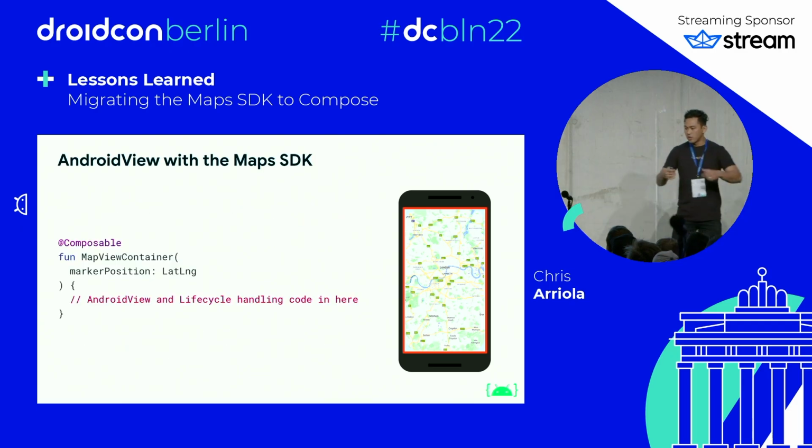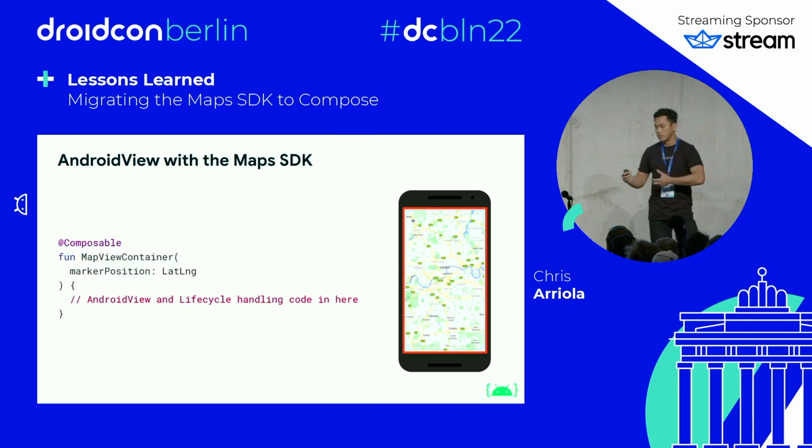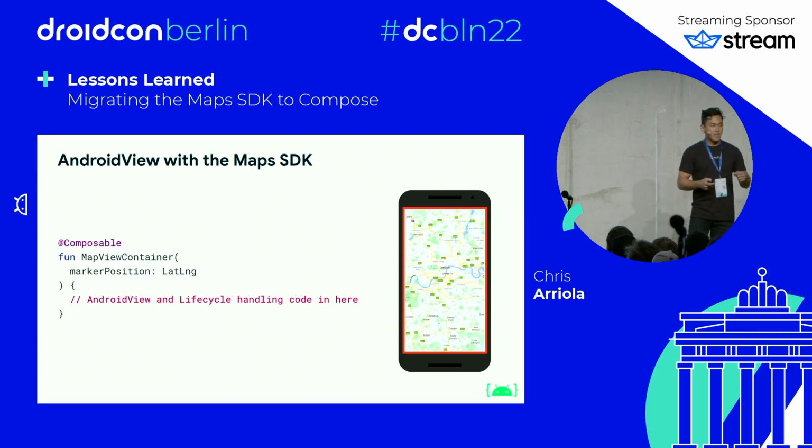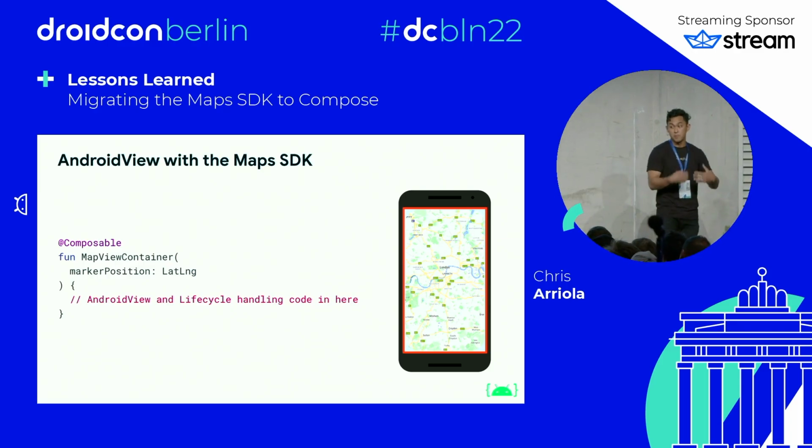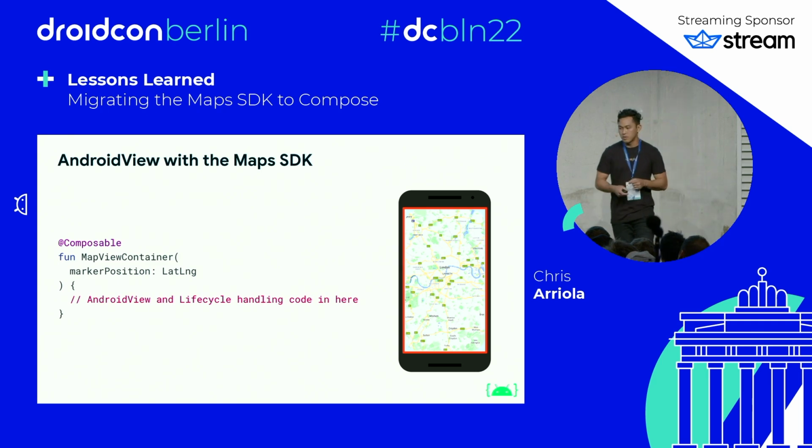And all that code, the AndroidView and the DisposableEffect, would be contained within a composable function. Let's call it MapViewContainer. And that function can accept parameters that you can then pass to the map. So in this case, we're taking in a single parameter, latLng, to display a marker on the map.